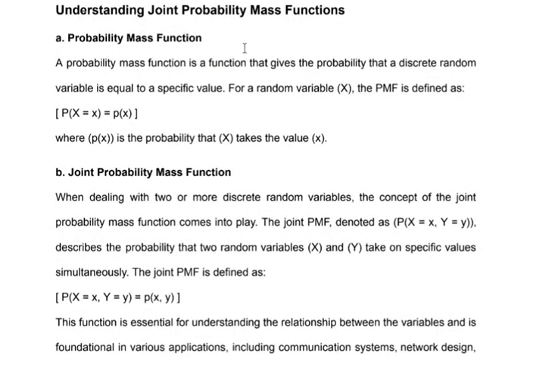Understanding joint probability mass functions. A. Probability mass function. A probability mass function is a function that gives the probability that a discrete random variable is equal to a specific value. For a random variable X, the PMF is defined as p_X(x) = P(X = x), where P(X = x) is the probability that X takes the value x.